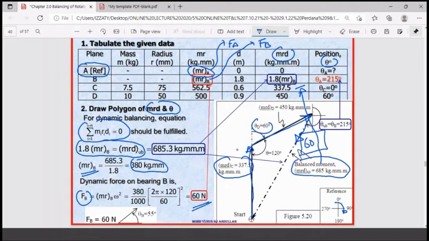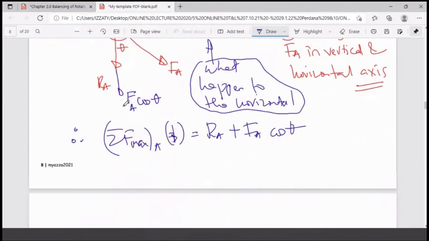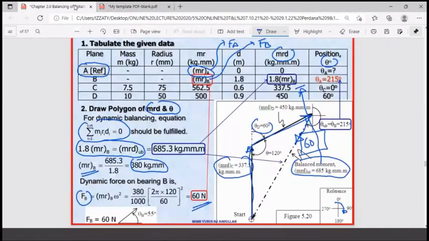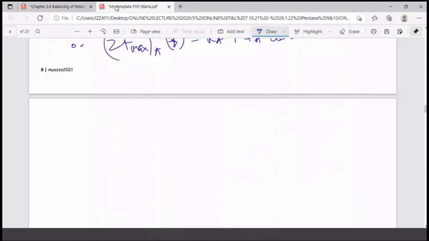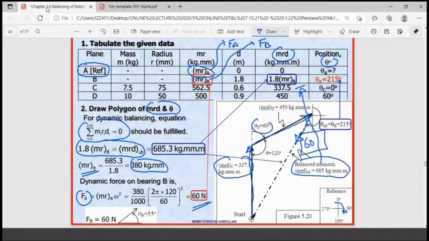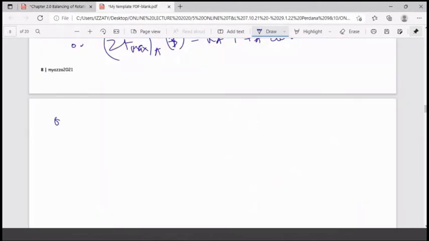So on bearing. Allow me to put it here. You have AB. So I'm going to draw a last line here. This one on bearing, on bearing B.